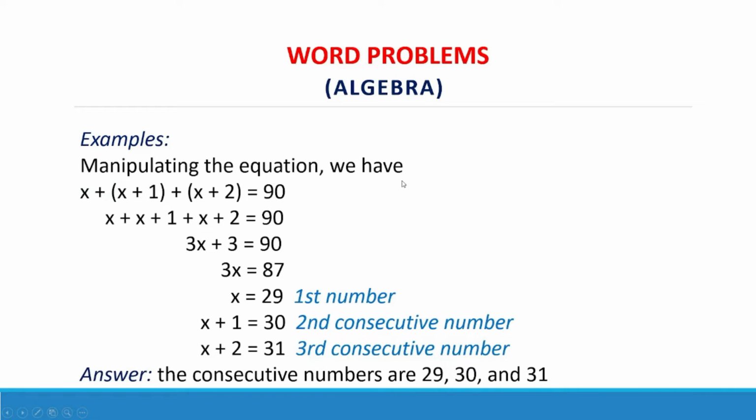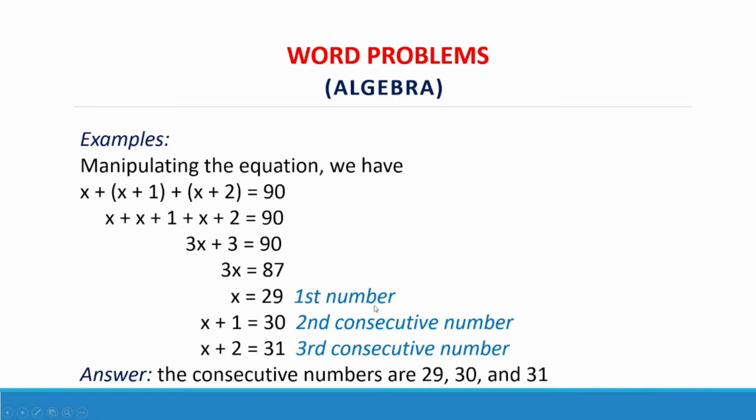Manipulating the equation, we have x plus 1 plus x plus 2 is equal to 90. And add like terms, x plus x plus x, or 3x. And add constants, 1 plus 2, or plus 3. And transpose, so 90 minus 3, or 87. And 3x is equal to 87, and divide everything by 3, and the coefficient is 1, so x is equal to 87 over 3, which is 29.